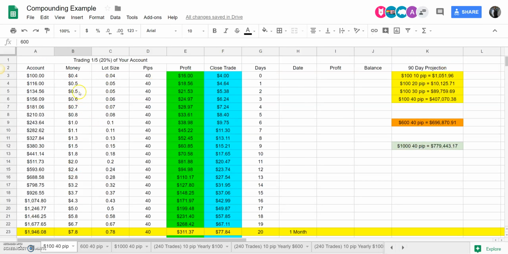All right. Column B is the money column. This is showing you what your lot size should be, but this is in dollars, all right? Whereas column C is the way you actually type it in to the MT4, okay? If you don't understand how to convert money into the correct lot size, then you should be watching a previous video and you're not ready to trade yet.